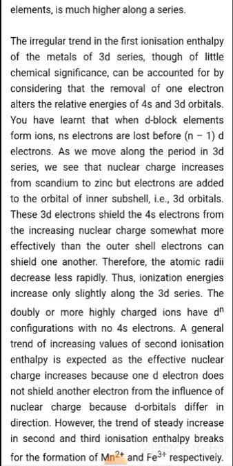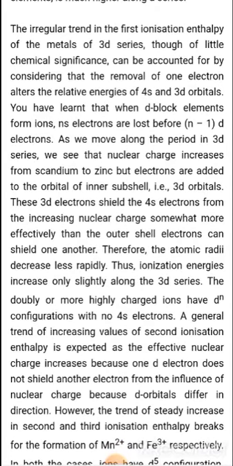So first the electrons from the 4s have been removed, after that a number of 3d electrons come, fine. So d-block elements, they form ions. When ns electrons are lost, then only (n-1)d electrons will be lost, or 3d electrons, or 4d or 5d, whatever it is.